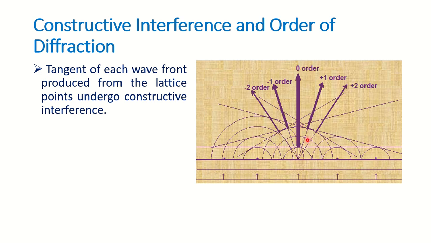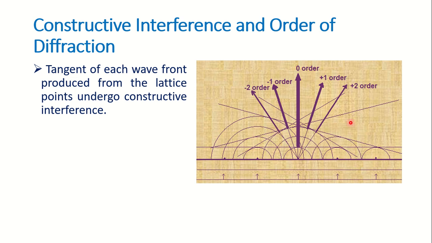But if you take the tangent of the first wavefront and the tangent of the adjacent second wavefront, then this one will undergo constructive interference with this one, or this one with this one. This way, the first one and second one produce the first order diffraction, and the first one and third one produce second order diffraction.